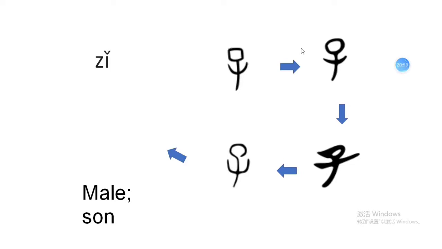Just like a little boy, okay? So this, it means 子. 子 means male, and son, 子. So here you see just like a little person, little boy. So it's 子, okay. This is the hands, and this maybe are the feet, okay? These are the head. So 子 means male and son.